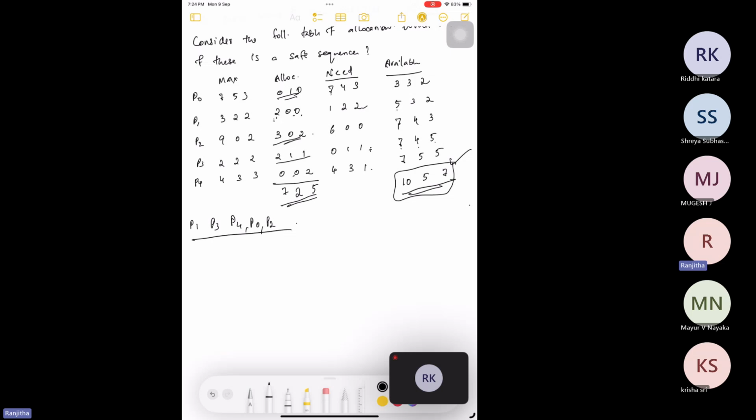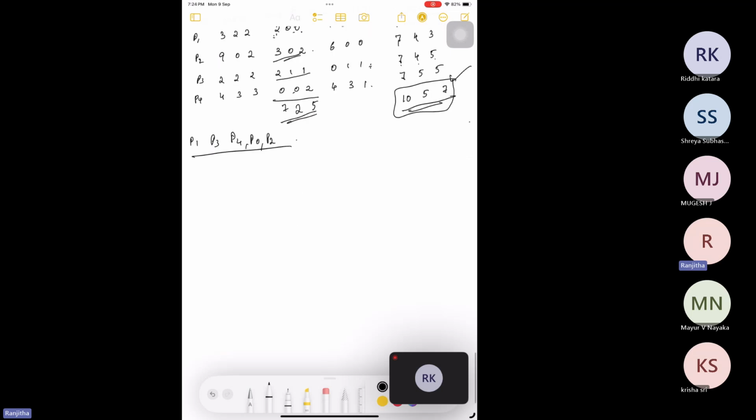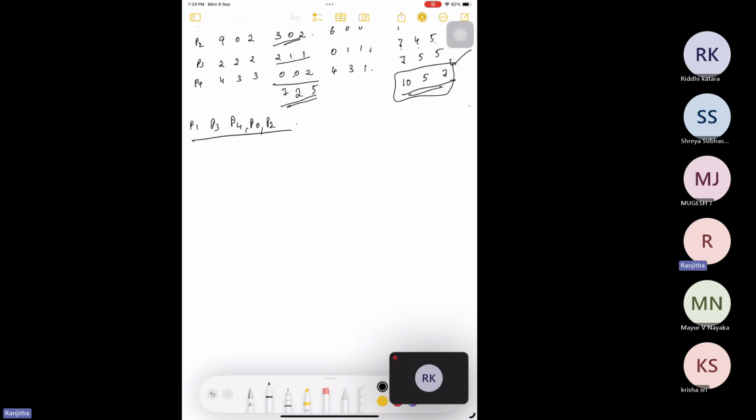Right. So that was with respect to the resources. Now, the next topic that was discussed in the previous lecture was threads. So, I'll quickly walk through it and then we can go to previous year's questions.